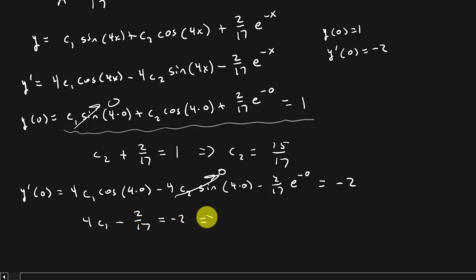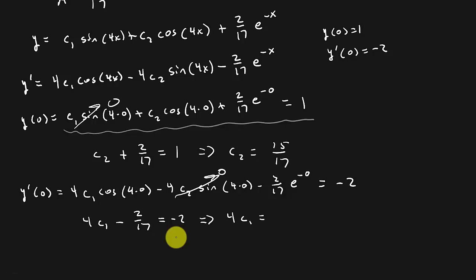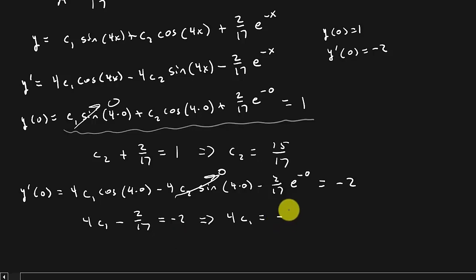And so this tells me that 4C1 is, let me see, 2 over 17 minus 2, when I add the 2 over 17 to both sides, and that is going to give me negative 32 over 17, and then I multiply everything by 1/4, and so that should be C1 is negative 8 over 17?